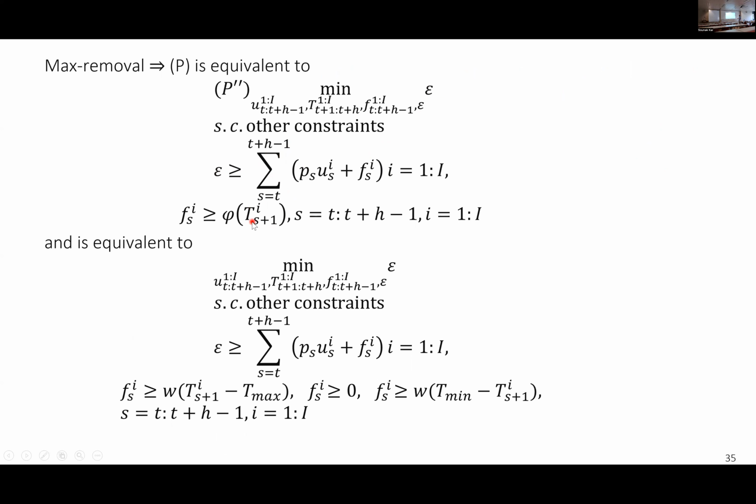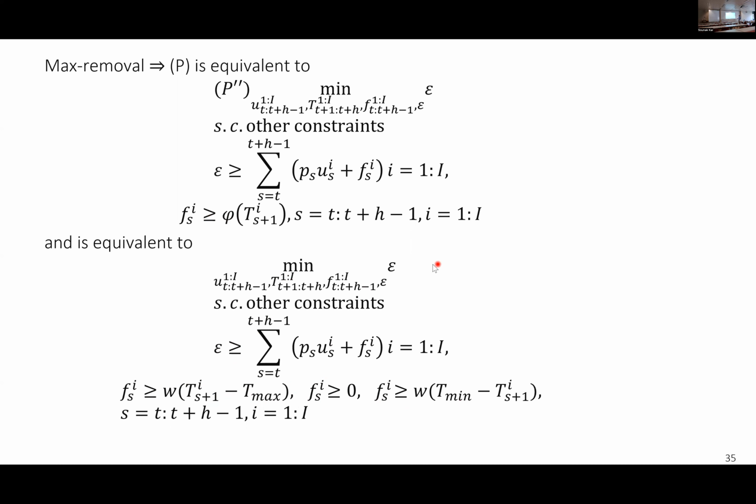We still have a nonlinear part here, but we know that phi is the max of three expressions. So I can replace this by these three inequalities here, where W is the weight, that is the slope of this penalty function. So this is how my problem, which was highly non-linear before, is transformed into something that is very linear. And that's the correct way of doing it, hopefully.